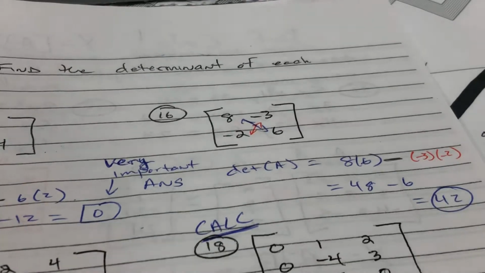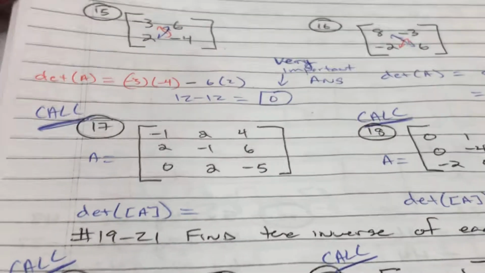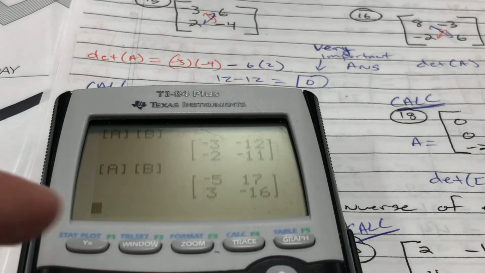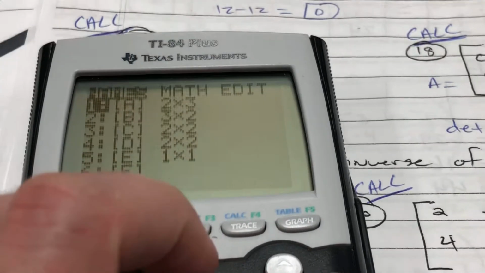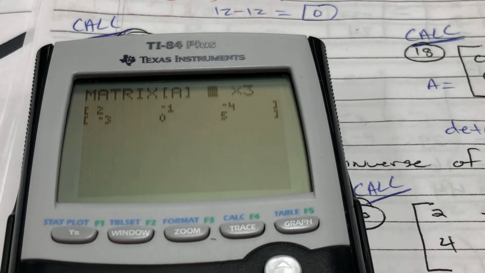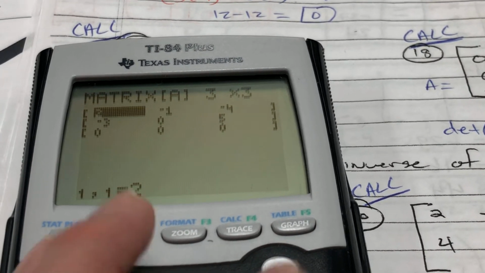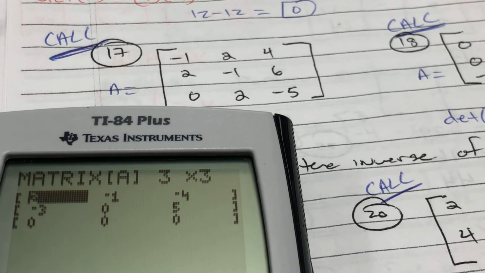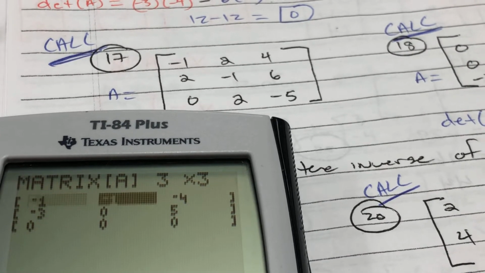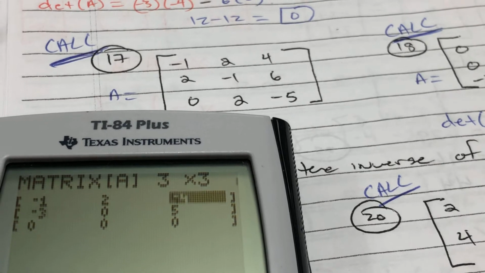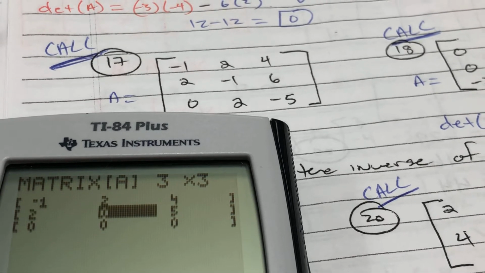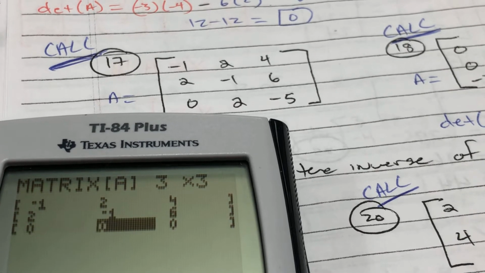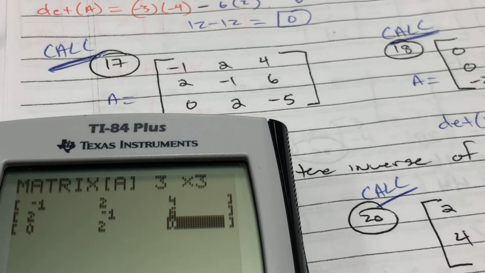Now I would use the calculator on 17 here. Same thing with 18. Let me type in 17. So again, you're going to hit second x to the negative first. You're going to go over to edit. We're going to edit A. A is a 3 by 3. And what is A? Can you see everything there? Let's see. It's -1, enter, 2, enter, 4, enter, 2, enter, -1, enter, 6, 0, 2, -5.